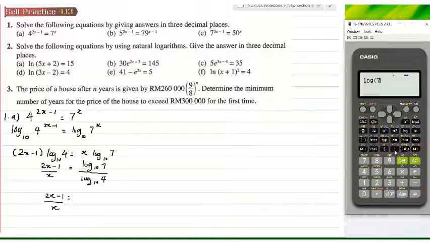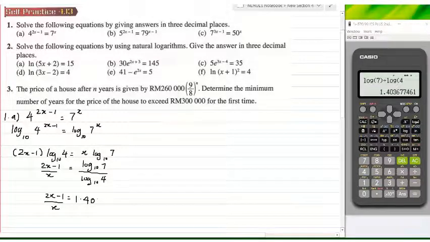Log 7, okay, we already know in our scientific calculator, is already in default base 10. Okay, so it is log 7 divide log 4 equal to 1.4036. Okay, and 2x minus 1 equal to 1.4036 x. 2x minus 1.4036 x equal to 1.